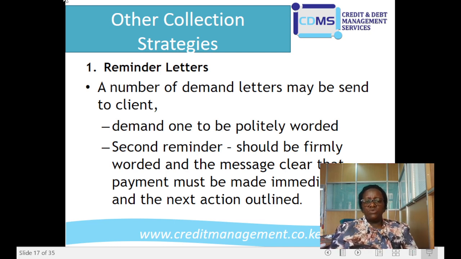Other collection strategies that we can apply: we talk about reminder letters. Here you are reminding the customers, telling them kindly pay up, your bill is due. You are telling them that these amounts are outstanding, they were due on these dates, they are long overdue, kindly process the payment. When we talk about reminders, we could do a set of them, maybe 3 or even 2. The first one is usually very polite. The second one should be firmly worded, and it has a clear message on the next step that your company intends to take as far as that account is concerned. So that is a strategy that you can also apply.